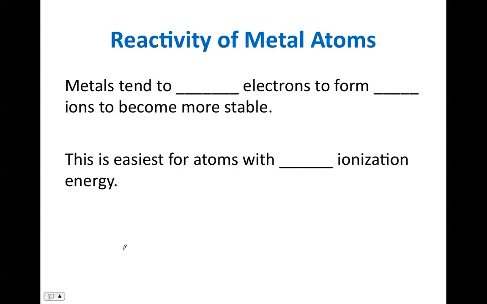So when we take a look at the reactivity of metal atoms, metals tend to lose electrons. When they lose electrons, they form positive ions to become more stable. So this is easiest for atoms with a low ionization energy. For our metals, the most reactive metal is that element that they said that they weren't even able to test for the video, which is francium.